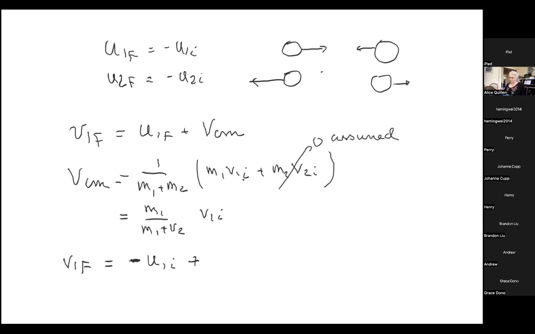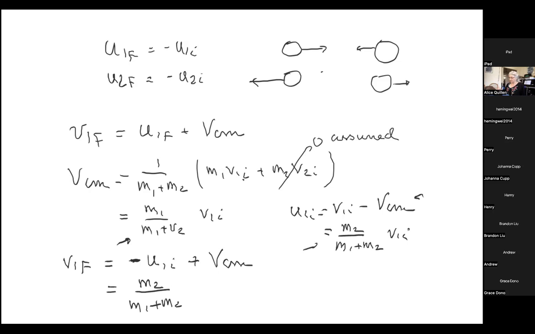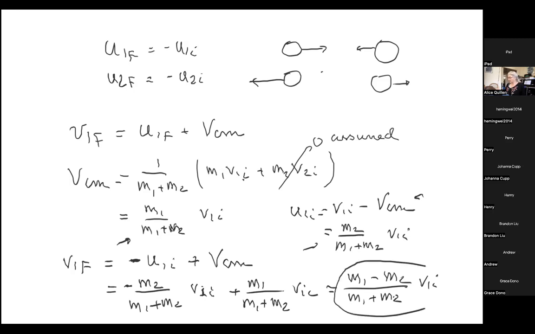We also have to know what u1i is. u1i is equal to v1i minus the center of mass velocity. If I compute that, it winds up looking like m2 over m1 plus m2 times v1i. That follows from sticking this in here. Now let's compute the final velocity. This is minus u1i plus the center of mass velocity, so m2 over m1 plus m2 times v1i, plus the center of mass velocity, which has an m1 here, m1 v1i. When I add these two together, I get m1 minus m2 over m1 plus m2 times v1i. Okay, that felt like a lot of arithmetic, but if you remember, this is what we calculated before.